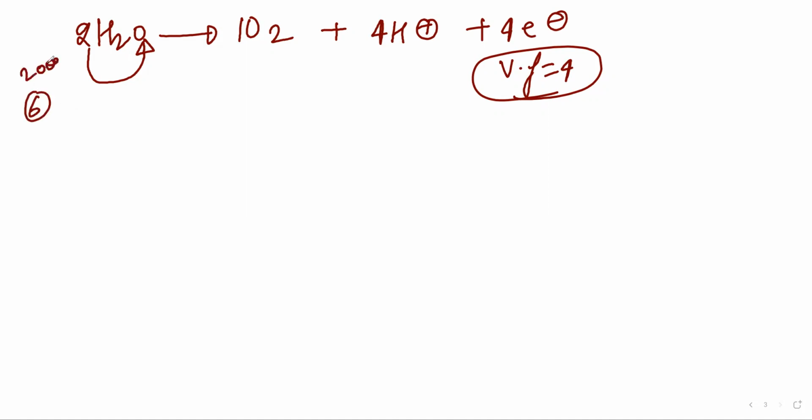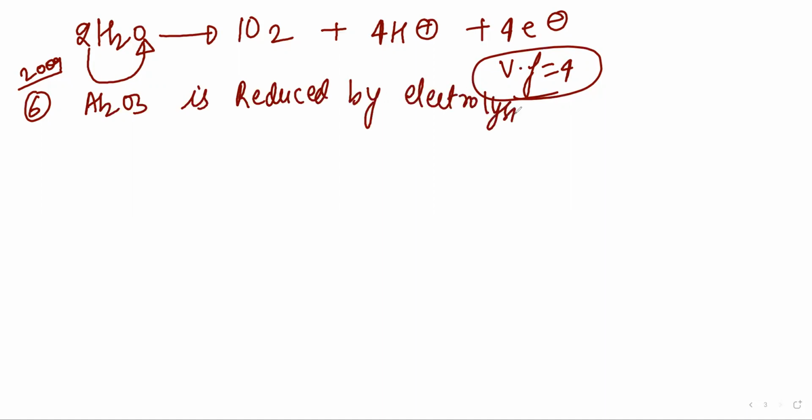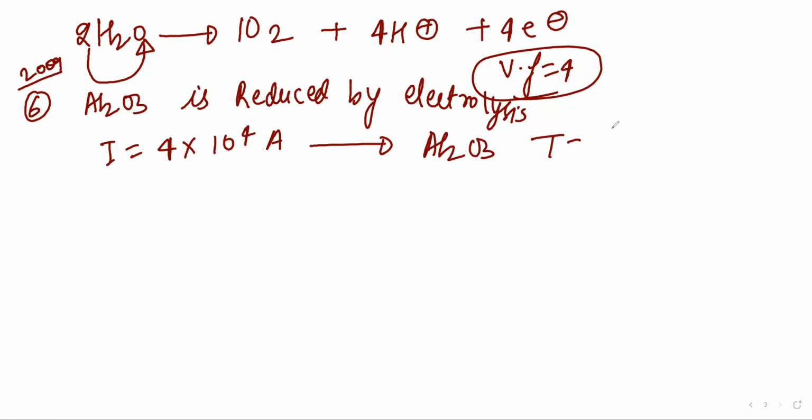Asked in 2009. Aluminum oxide Al2O3 is reduced by electrolysis at low potential and high current. If 4.0 into 10 raised to 4 ampere of current is passed through the molten aluminum oxide Al2O3 for 6 hours.